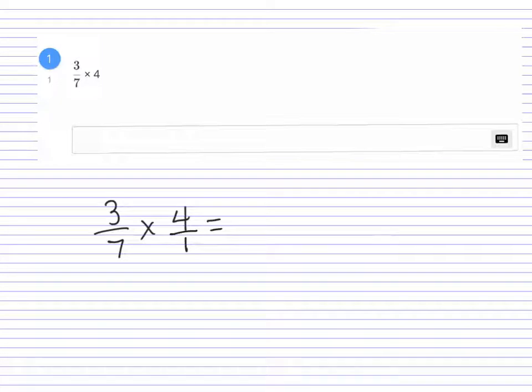Then multiplying with fractions is very simple because you go straight across, so you don't have to change anything. So we're just doing 3 times 4. That'll give us 12 as the numerator. And then we're doing 7 times 1, and that'll give us 7 as the denominator.